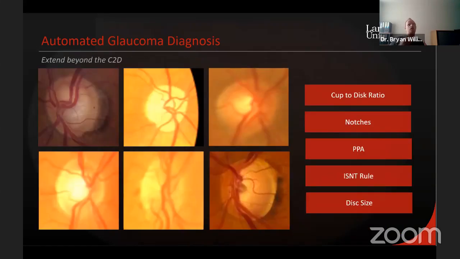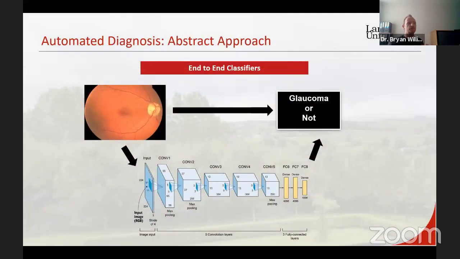Okay. And you can see that even more when you start to look at what other features are actually used to diagnose glaucoma. Nobody looks at the vertical cup to disc ratio and says, aha, I've got it. So you'll start to look at other things. You'll look at notches, which are a good indicator of glaucoma. You'll look at peripapillary atrophy, the ISNT rule. So the ISNT rule pertains to thinning in different regions of the optic disc. So that in itself says that the vertical cup to disc ratio by itself is going to be useful, but certainly not sufficient. And there are other factors like disc size that we can bring in.